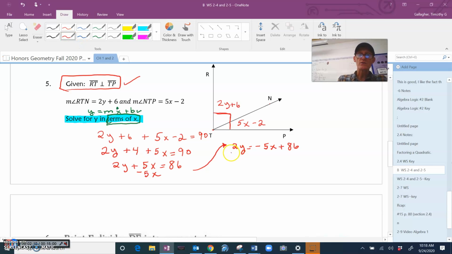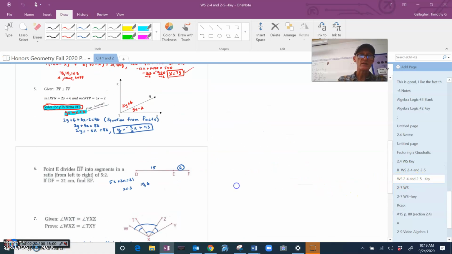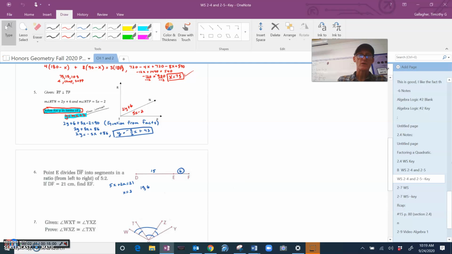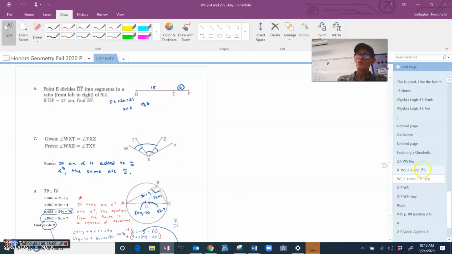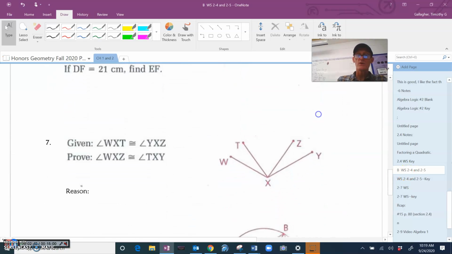Now moving on to the rest of the problem, I'm going to divide all of the terms by 2, and I have y is equal to negative 5 over 2 times x plus 43. Now I want to make sure that's what I got before. So I think I got that. Okay. So number 7 was another question that you asked.